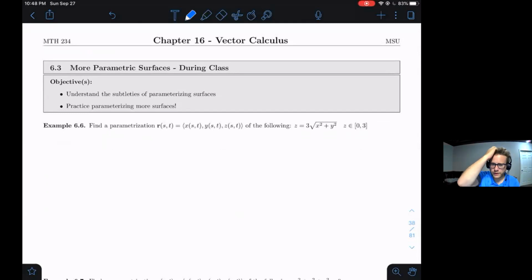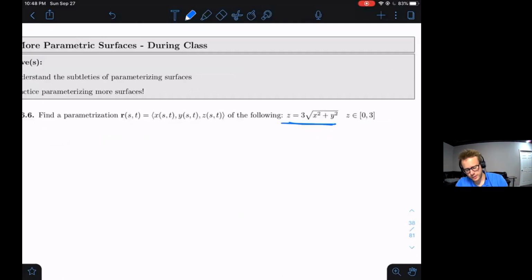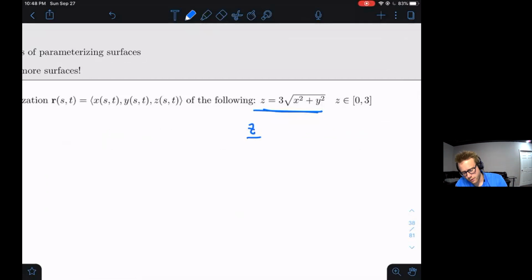Again, we're very interested in writing this surface as a parametrized surface. So this is z equals 3 root x squared plus y squared, all under that square root. If we play with this a little bit, maybe we make this z over 3 is equal to the square root of x squared plus y squared. Then you can imagine we square both sides. Z squared divided by 9 is equal to x squared plus y squared.